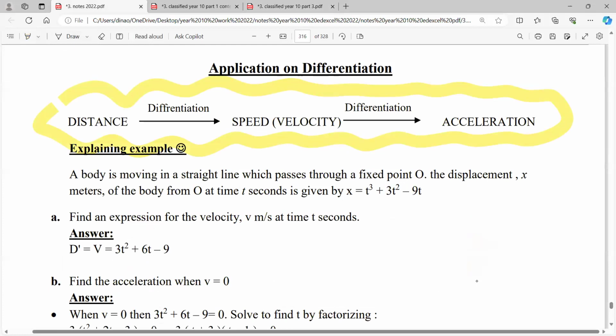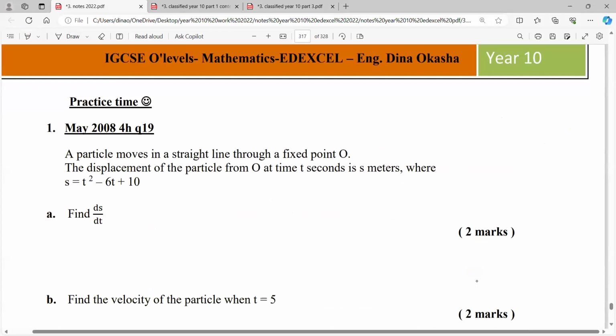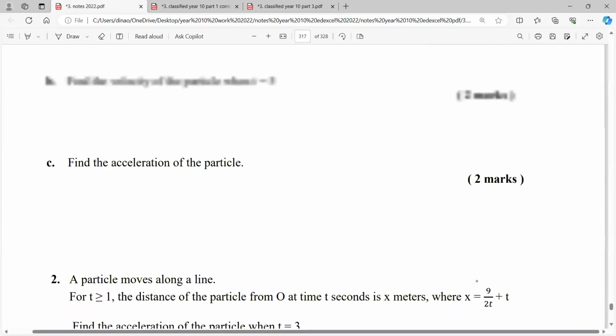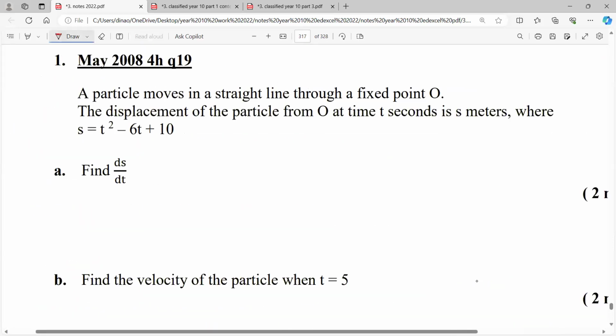Now let's look at questions where I am given distance, also known as displacement, and I want to find speed and acceleration. So let's refer to the notes, page number 316, and let's explain and analyze.